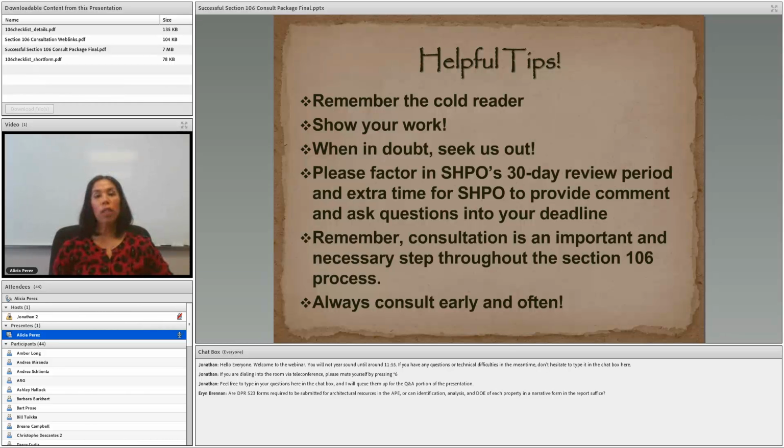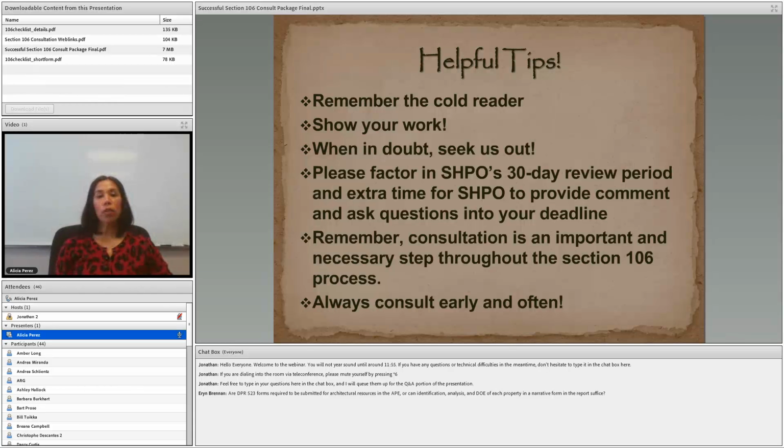And just factor in the SHPO's 30-day review period throughout the Section 106 process, and allow extra time for the SHPO to provide comment and feedback and ask questions. Once we provide a comment or ask a question, the clock stops, and then once we receive our answer, the clock starts back up again. So you definitely want to be aware of this in order to meet your project deadlines.